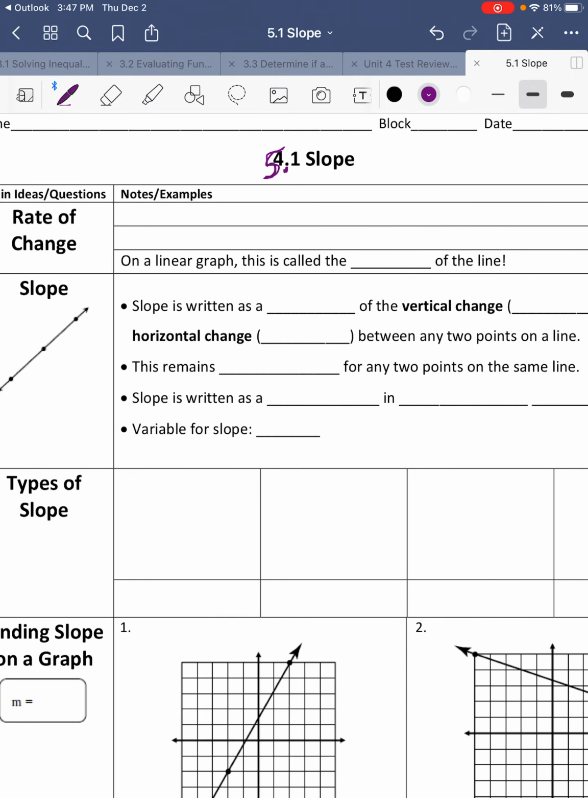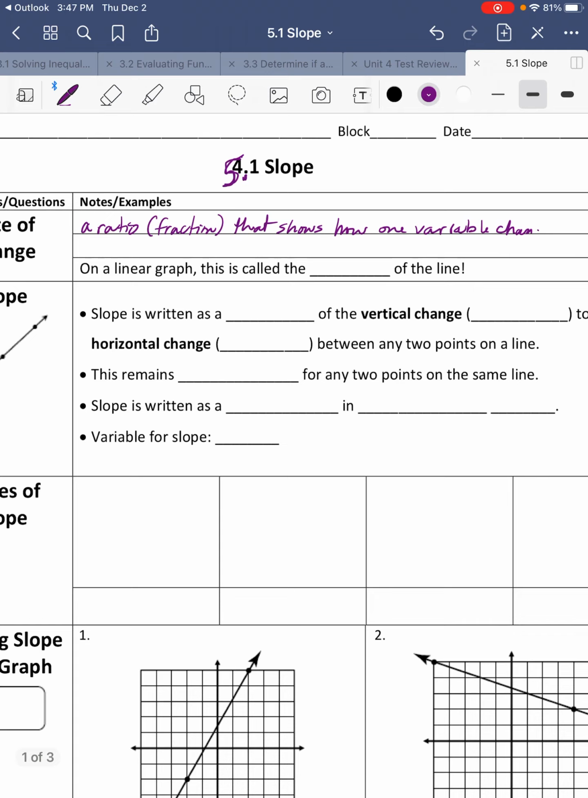Change, which is rate of change, is a ratio, which is a fraction. You have a numerator and a denominator that shows how one variable changes with respect to another.